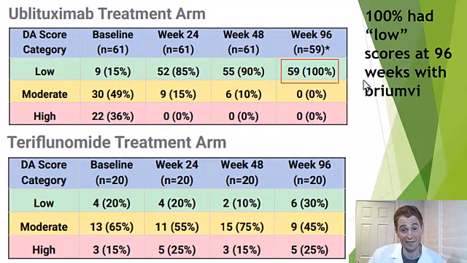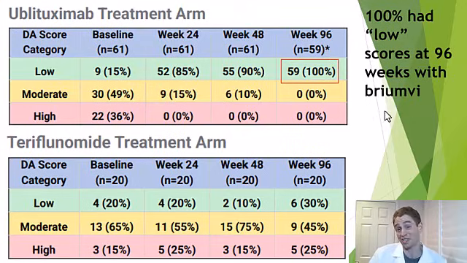So on the top, I have the data for Briumvi, and at baseline, only 15% had low scores, 9 out of 61 participants, but by week 96, 100%, all of them had low scores. So it would seem that B-cell depleters are highly effective at making Octave's panel have a favorable result. And it actually took a long time to go down. You can see at week 24 and at week 48, there are still 15 and 10% respectively with moderate scores.